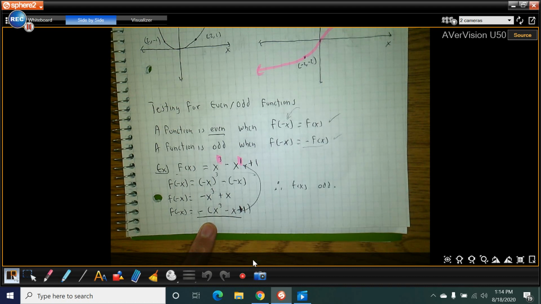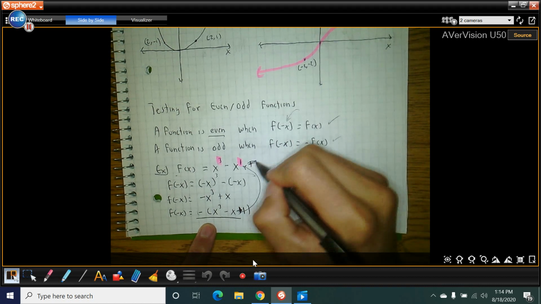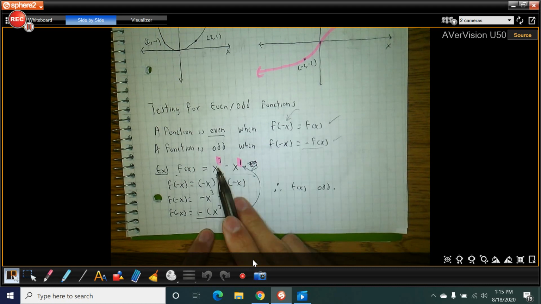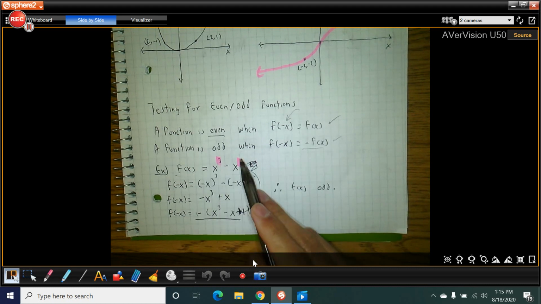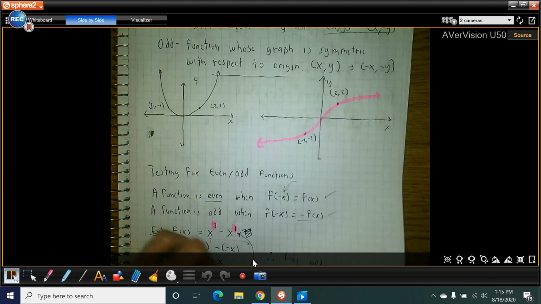So with odd, if you're going to use a shortcut, you have to be very, very careful. You cannot have a constant. All of the terms have to have an odd power, and then it's enough for you to say it's odd. If it has a constant, then automatically you can say that it's neither. Okay, so hopefully that shortcut helps you at least check your answers.